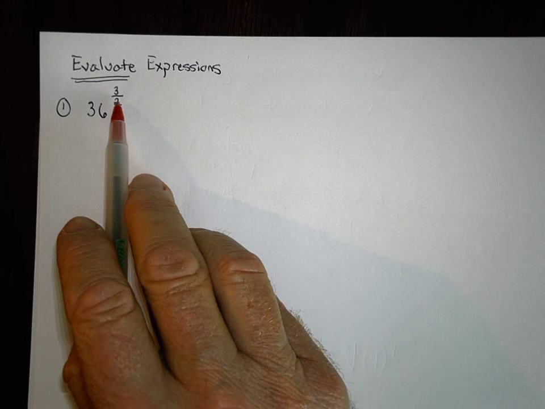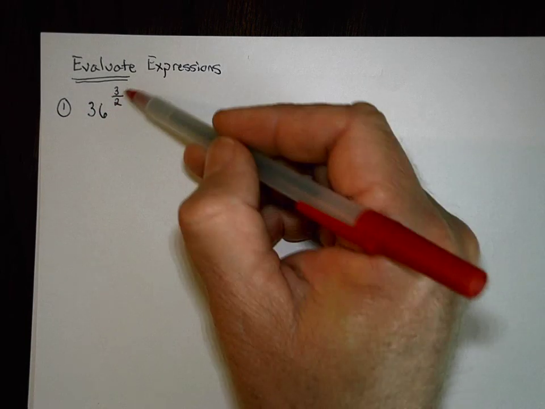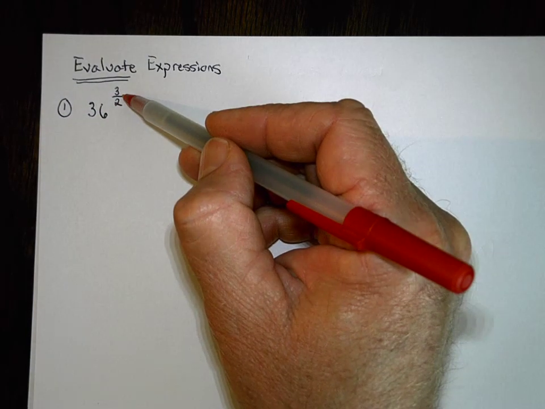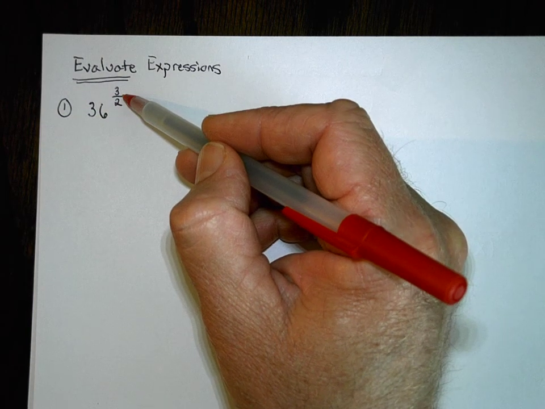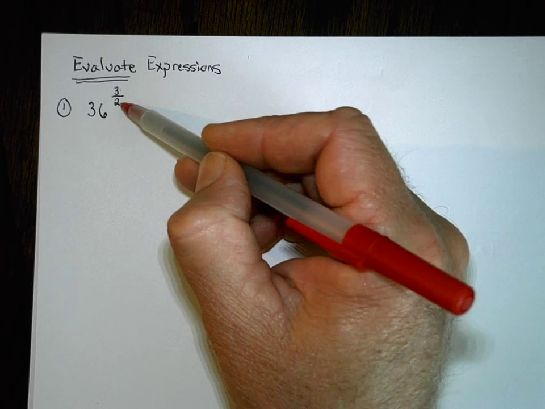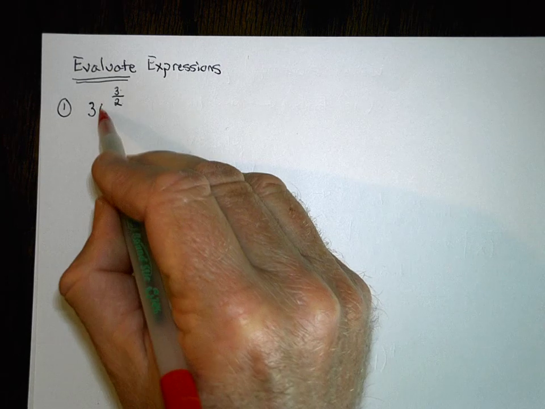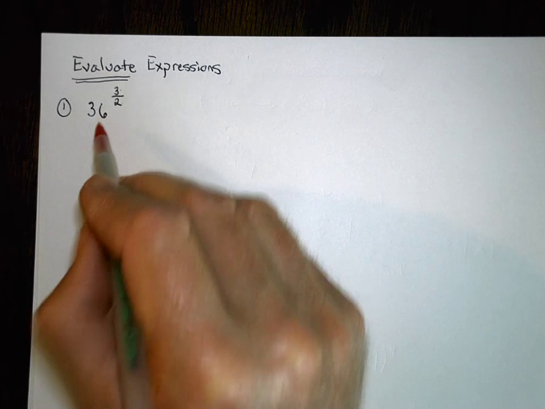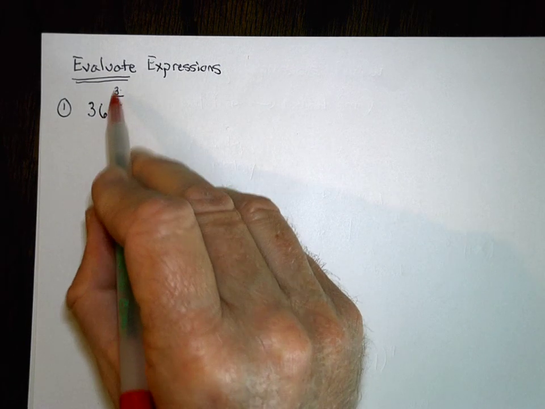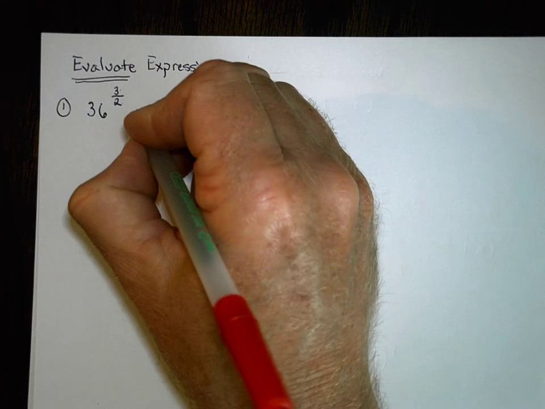Okay, and I would say, what's the base? You would say 36. I would say, what is the exponent? You would say 3 over 2. I would say, what's the numerator of the exponent? You would say 3. I would ask you, what's the denominator of the exponent? You would say 2. Okay, so when I say evaluate this, I want to know what value 36 to the 3 over 2 power exactly equals.